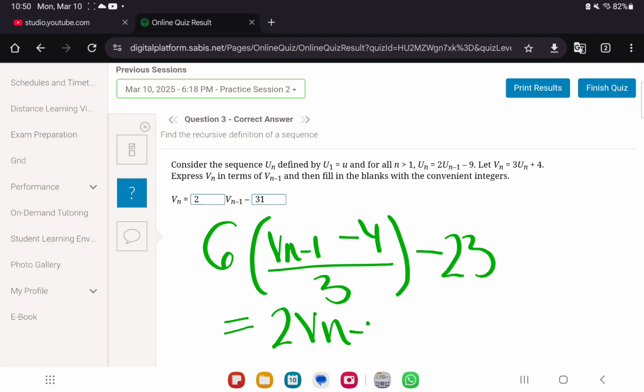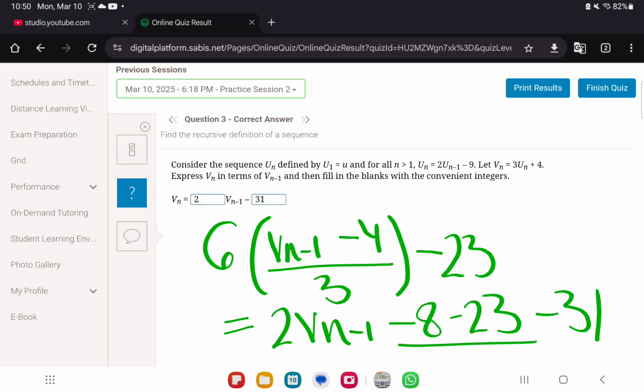This here is like the small one beside the n. Minus 4, minus 23. Sorry, minus 8 because multiplied by 2. Minus 8 minus 23. We simplify this, it's minus 31, so it's 2 Vn minus 1 minus 31. I know I yapped a lot, but I was trying to get you to understand it in the easiest way possible.